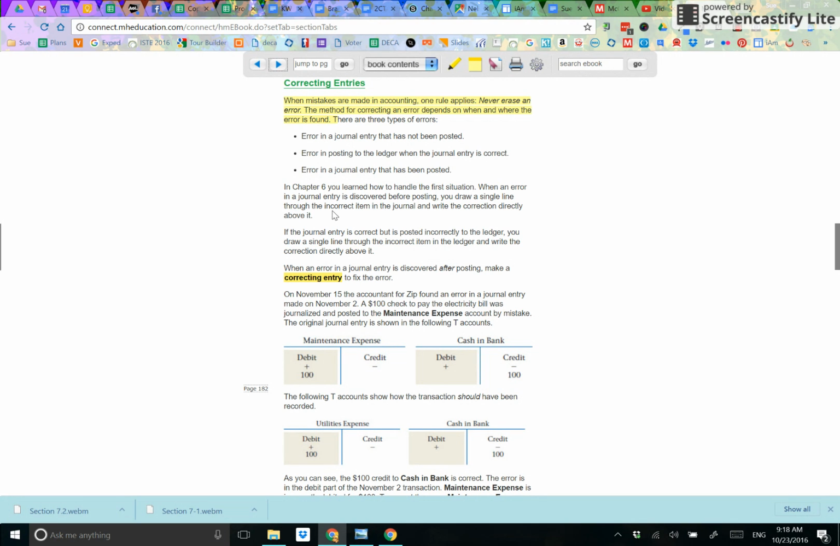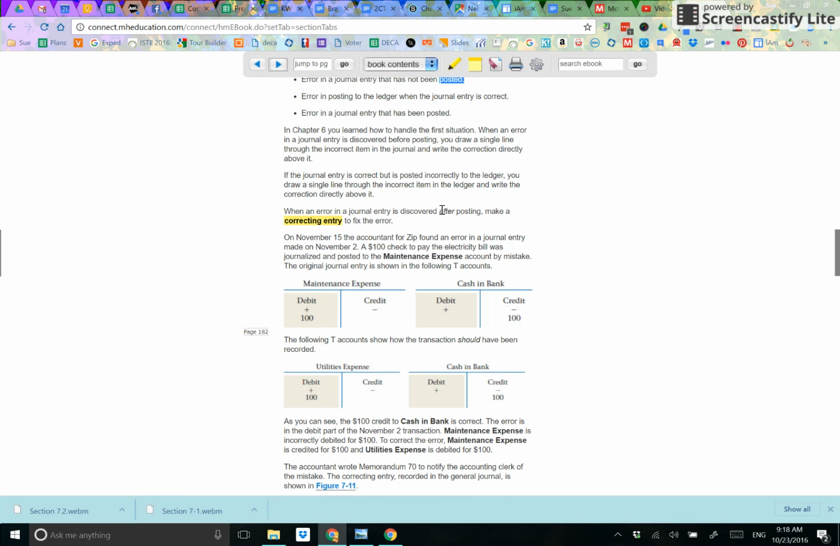So in chapter 6, we talked about the first one. We're just going to fix it in the journal. Nothing happened because we didn't do this piece yet. The posting part is the piece that if it's been done, then we have to make a correction. So in this case, it hasn't. So we're just going to correct the journal.